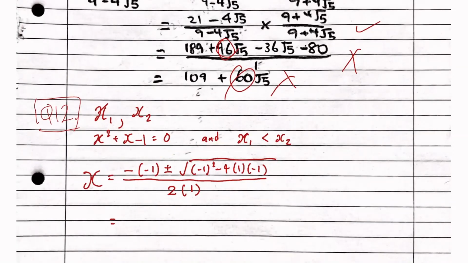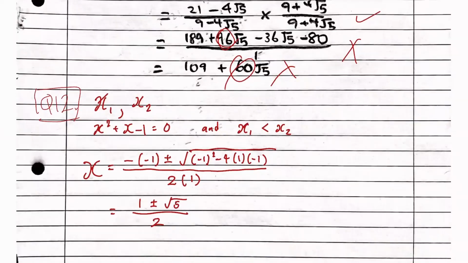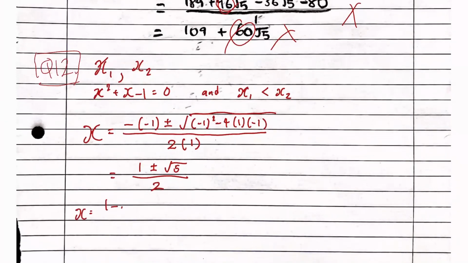Okay, good. So minus minus becomes a plus, plus minus square root of b squared minus 4ac. Negative 1 squared minus 4 times 1 times negative 1, you get a positive 5, divided by 2 times 1, just a 2. Okay, good. So now we can split it up. It's really just x equals 1 minus square root 5 over 2, or x equals 1 plus square root 5 over 2. Which one do you think is smaller?